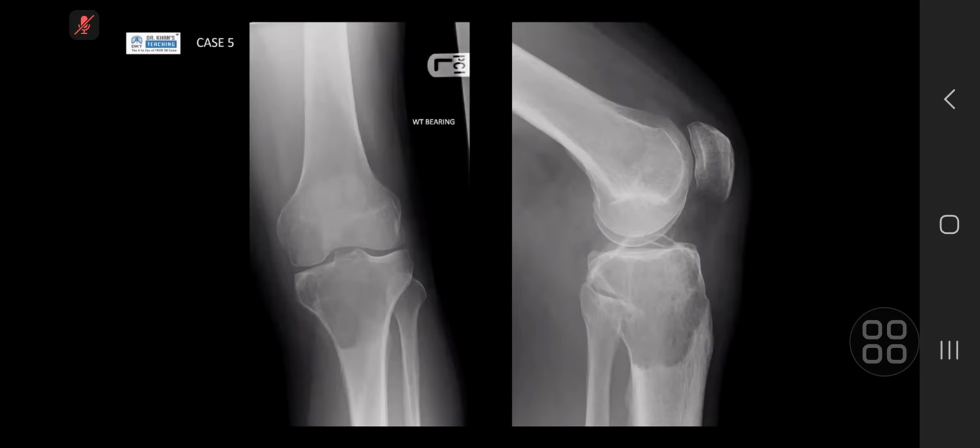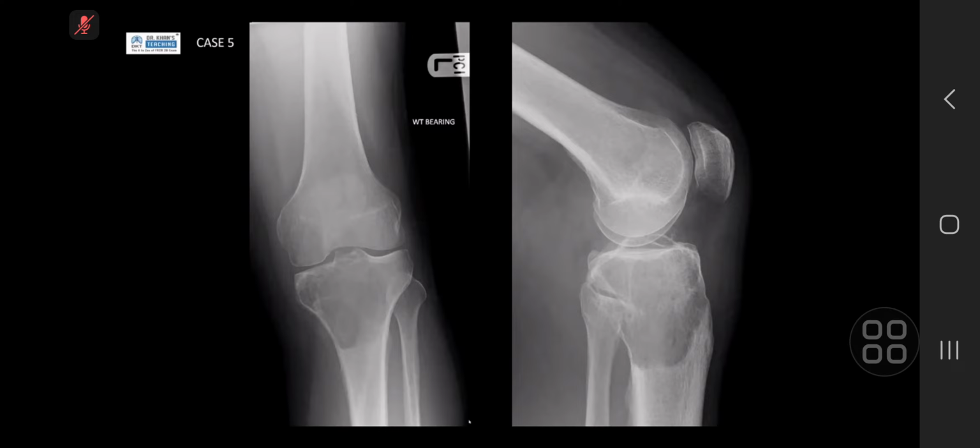So in this case, what features are you seeing that makes you think this is an aggressive lesion? My worry is the medial aspect of this lesion. However, it's not clear. Okay. Well done. This is a GCT.